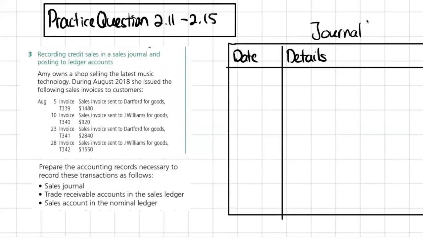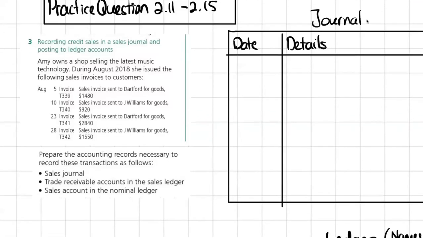So we're still at practice questions 2.11 to 2.15. Question number 3, recording credit sales in a sales journal and posting to ledger account. So now we're actually looking into sales, which involves trade receivables. So all of these are people that owe us money, or companies or enterprises that owe us money. You can actually see we need to prepare our sales journal, trade receivable account in the sales ledger, and sales account in the nominal ledger.